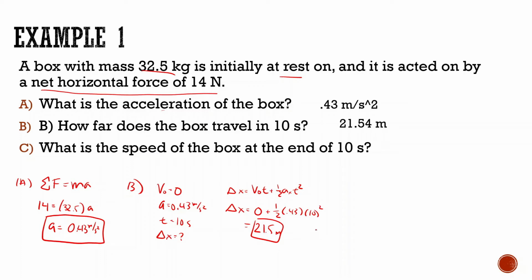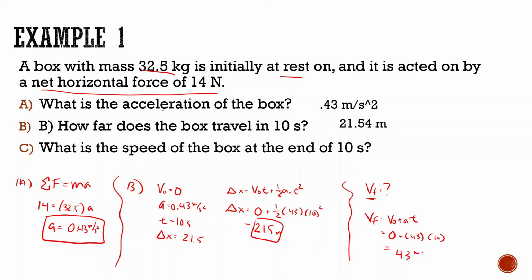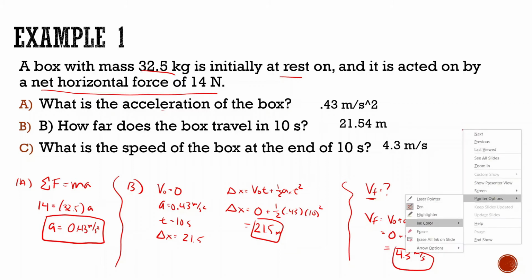Next one, what is the speed of the box at the end of 10 seconds? The good thing is we have a lot of information. We're looking for the speed at the end of 10 seconds, the final velocity, and we actually have four pieces of information: v initial, acceleration, time, and displacement. So we could use pretty much any formula that has v final in it. I personally like v final is equal to v initial plus at, so I'll be using that. We know v initial is 0, a is given as 0.43, and time is given as 10. Then we get 4.3 meters per second. I hope that made sense and wasn't too tough. It should be more of a review of kinematics.